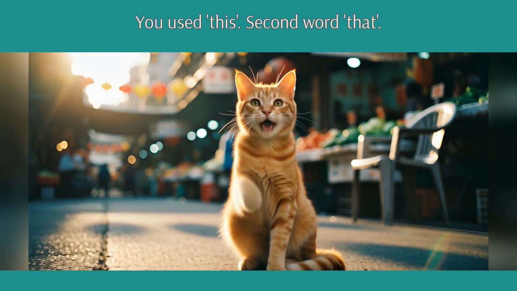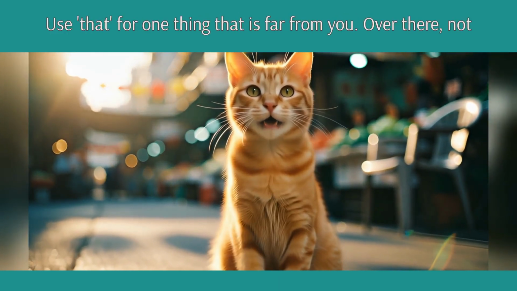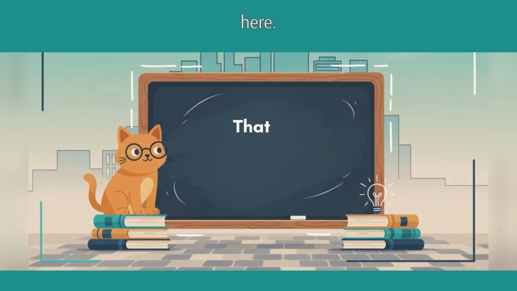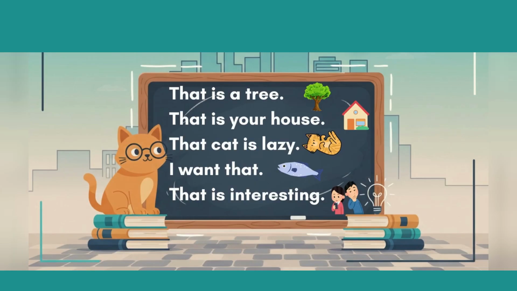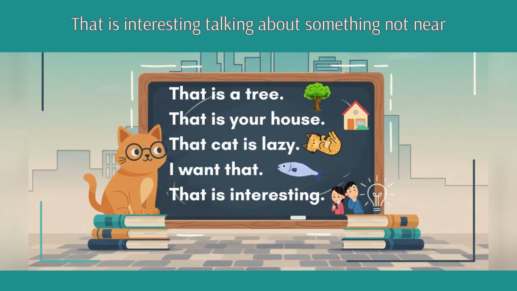Second word, that. Use that for one thing that is far from you. Over there, not here. Repeat after me, that. How to use that. That is a tree. Pointing to a tree far away. That is your house. Not close to you. That cat is lazy. A different cat, over there. I want that. Something far from you. That is interesting. Talking about something not near.